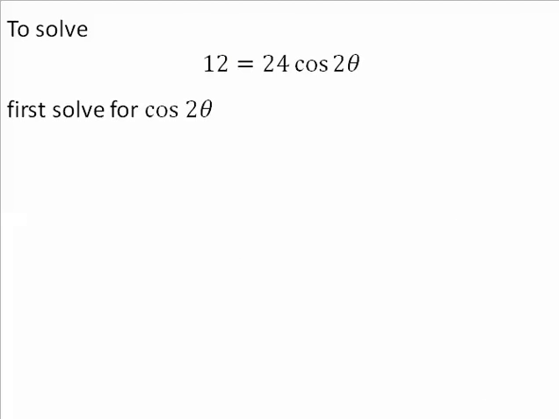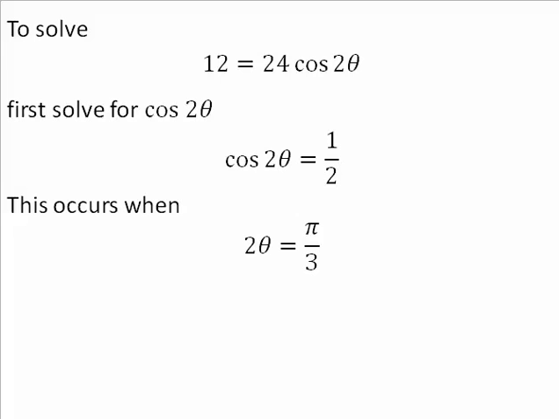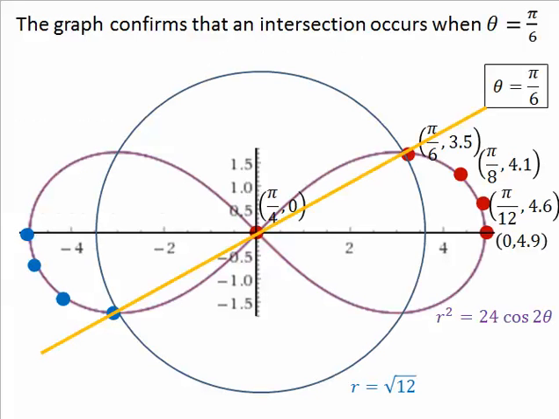So to solve for theta, I first solve for cosine 2 theta. Cosine 2 theta equals 1/2. Where does cosine equal a half? Well, cosine equals a half at pi over 3. So when 2 theta equals pi over 3, I'll get cosine of 2 theta equals a half. So theta would have to be pi over 6. And the graph confirms that there is an intersection when theta equals pi over 6.